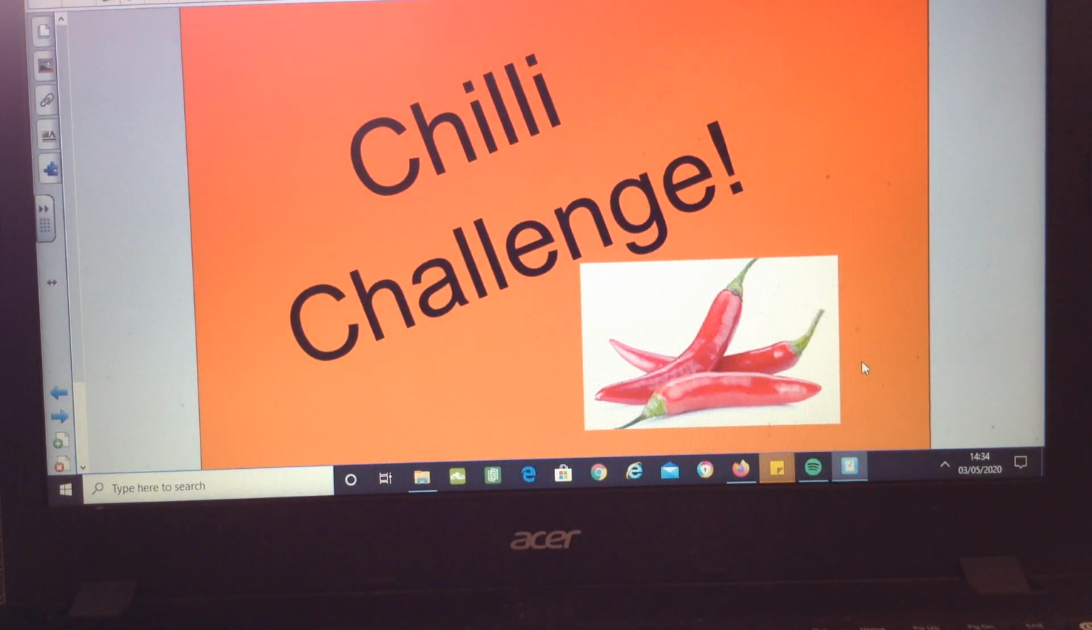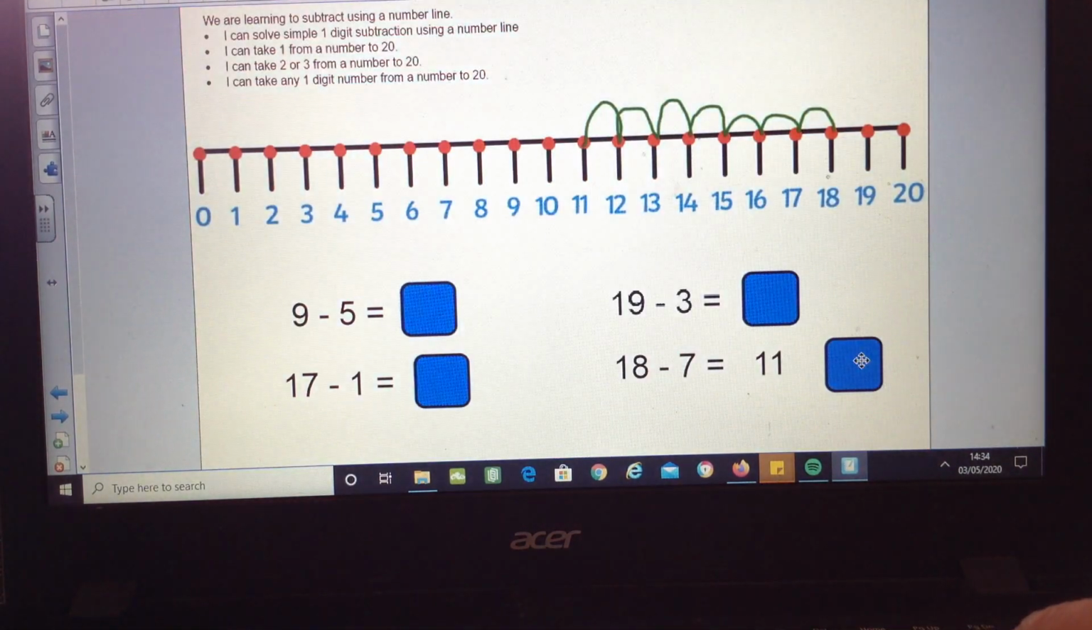Now on the website we've got lots of subtractions up to 20 that you can try. If you can download them from the website, that's great. If you can't download things from the website, just make your own up. That's absolutely fine. Just have some fun making your own subtraction sums.